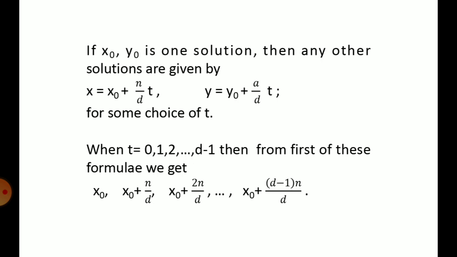When t has the values 0, 1, 2, up to d − 1, how many values are there from 0 to d − 1? That means there are d values. Then putting these values in the first equation, we shall obtain x0, x0 + n/d, x0 + 2n/d, and so on, up to x0 + (d − 1)n/d. We get these values by putting the values of t in the first equation.